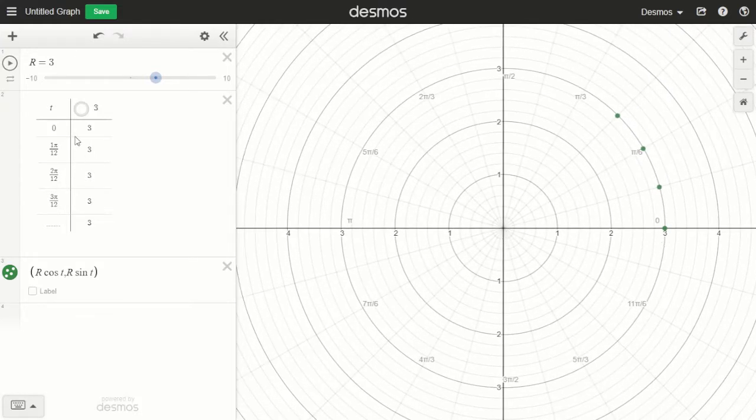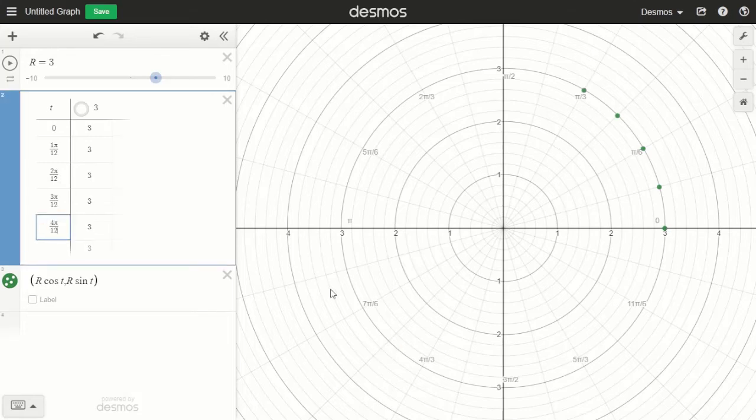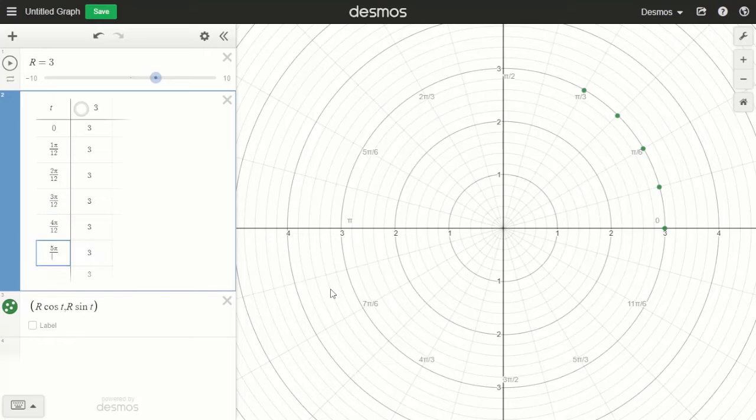That's how it happens. So 0 angle gives me this point, pi over 12 angle gives me this point, and so on and so on. Here we're looking at 4 pi over 12, that's this next point. 5 pi over 12 is that next point right there, and so on and so on.